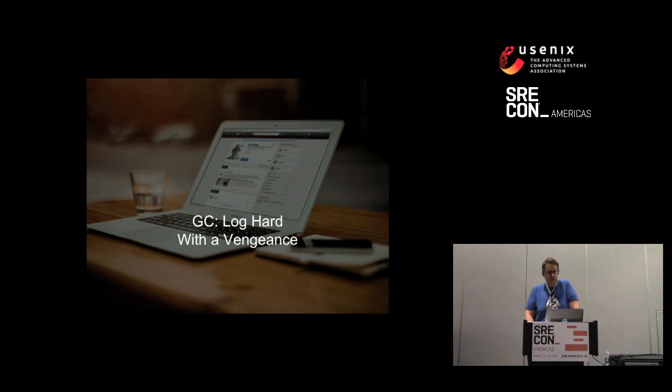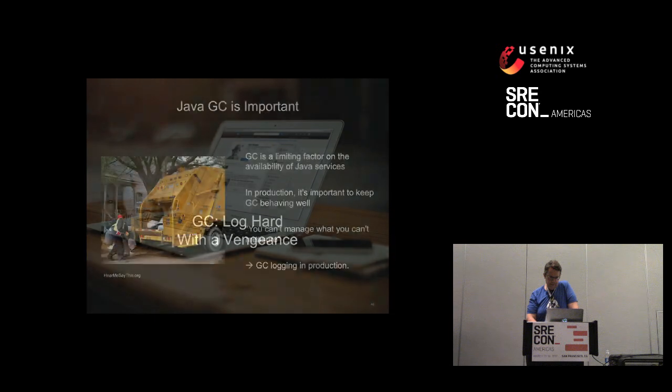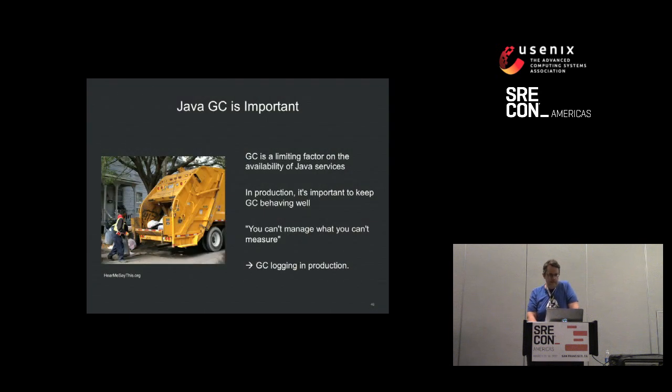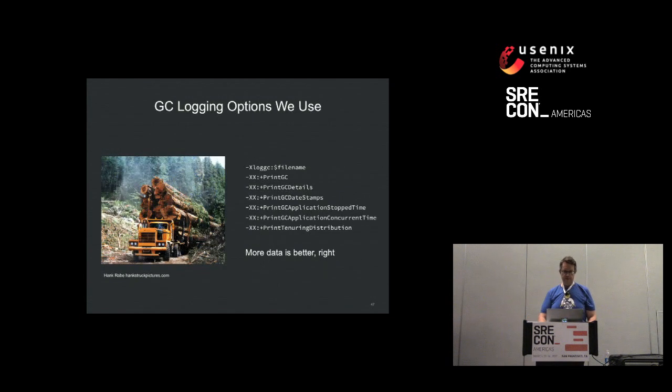War story number 4, GC, log hard with a vengeance. So, Java GC is an important thing. It's a limiting factor on the availability of Java services. In production, it's really, really important for us to keep that GC behavior working well. And because you can't manage what you can't measure, we have to measure it. And so we enable GC logging in production. And when we enable it, I mean we enable it very, very thoroughly. We have all the options because more data is better.